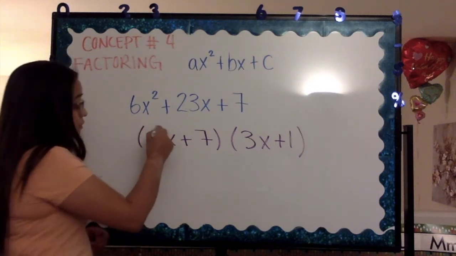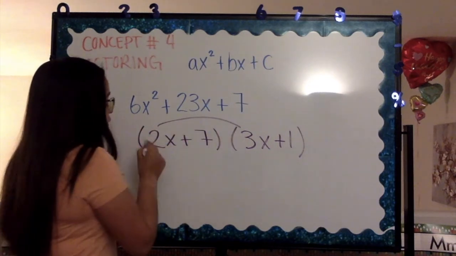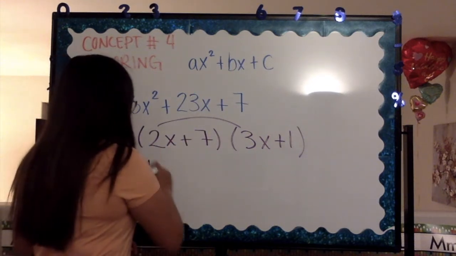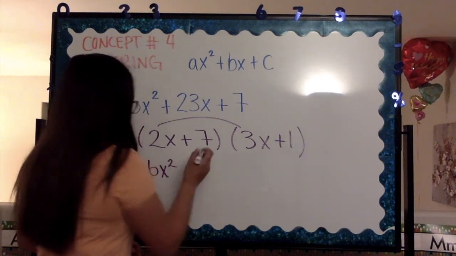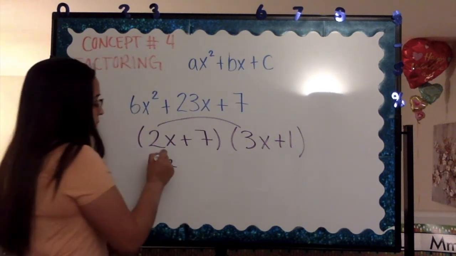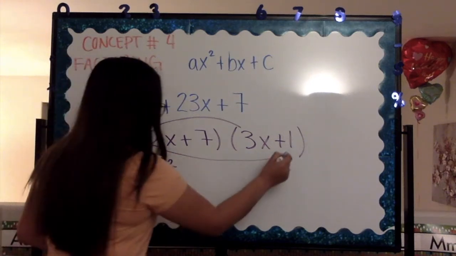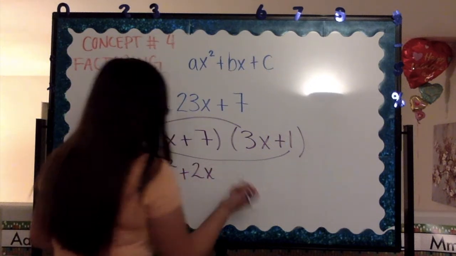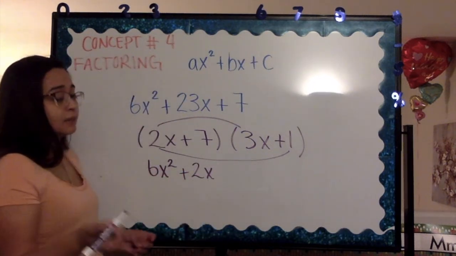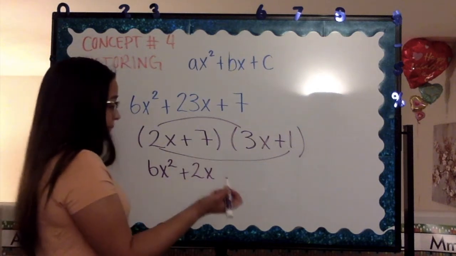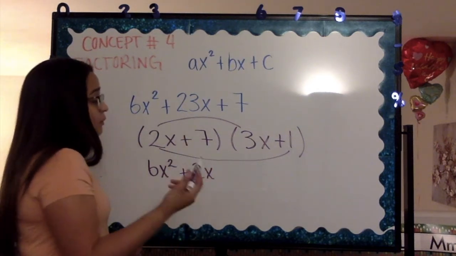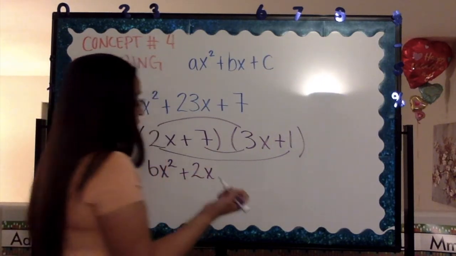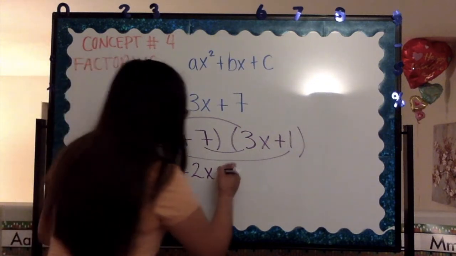So, to start off, multiplying 2x and 3x because those are my first numbers. That gives me 6x squared. Okay? Now I'm going to be multiplying my outer numbers, which are 2x and 1. So 2x, because when you multiply anything by 1, it is whatever number you're multiplying by. Now I'm going to multiply my inner numbers, which are 7 and 3x, which when you're multiplying 7 times 3 equals 21x.